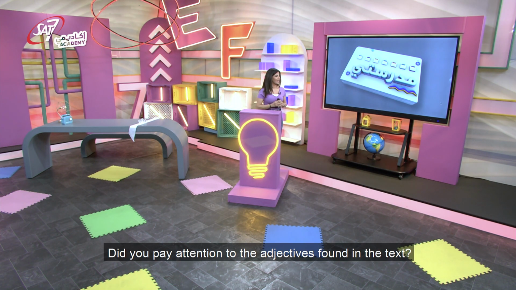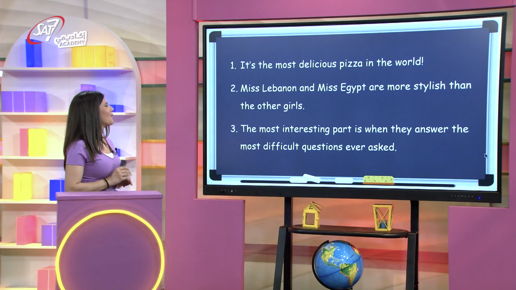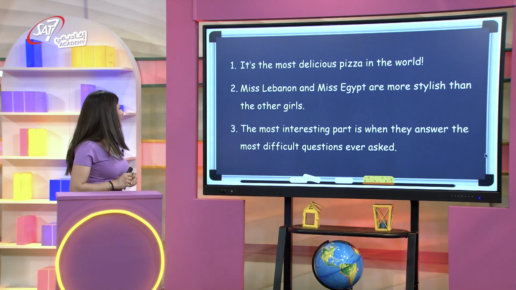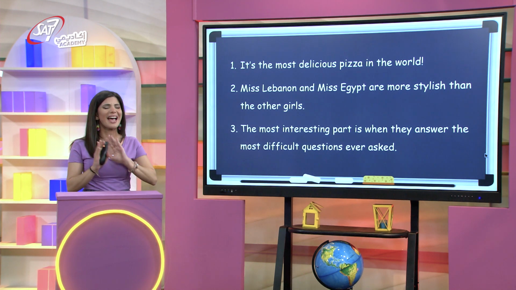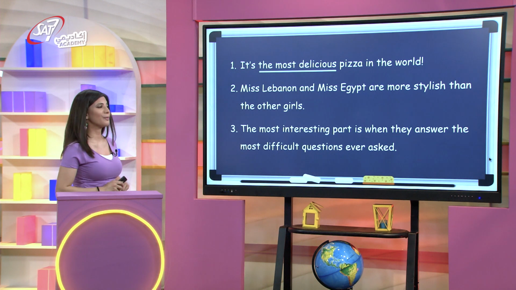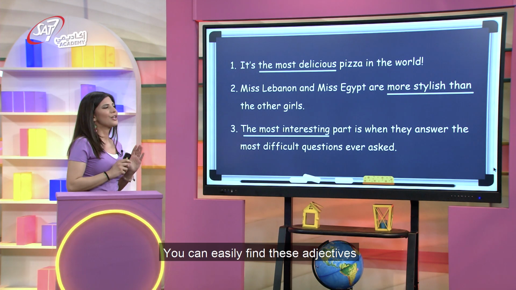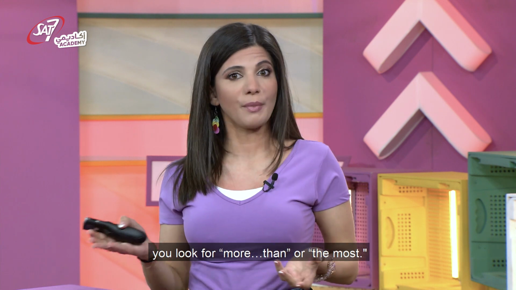Did you pay attention to the adjectives found in the text? Let's see them. It's the most delicious pizza in the world. Miss Lebanon and Miss Egypt are more stylish than the other girls. The most interesting part is when they answer the most difficult questions ever asked. Let's find the adjectives, shall we? The most delicious, more stylish than, the most interesting. You can easily find these adjectives. You look for more than or the most.